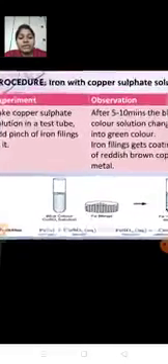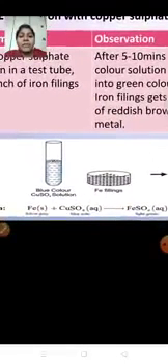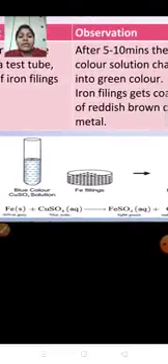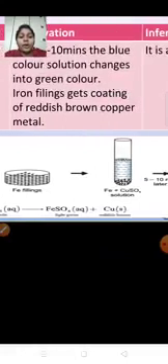Okay, so you can see in this reaction, Fe means iron filings. When iron filings react with CuSO4, CuSO4 means copper sulfate, what happens? Iron being more reactive will displace copper from copper sulfate solution. So iron will take the place of copper. So now it is FeSO4. It means ferrous sulfate.